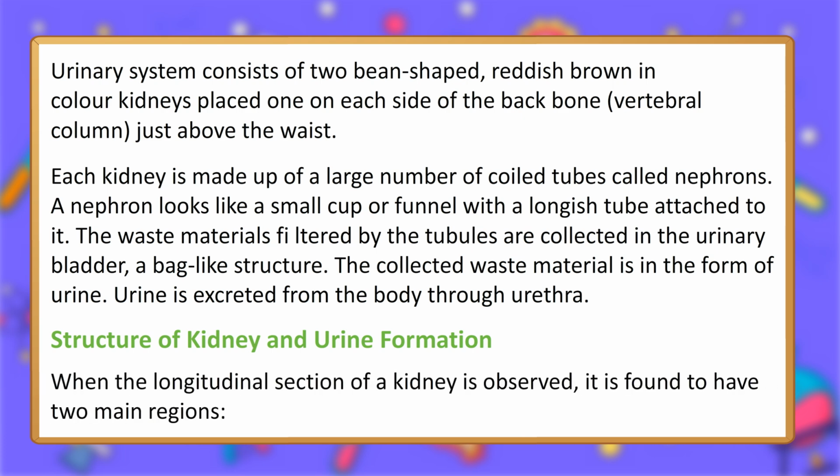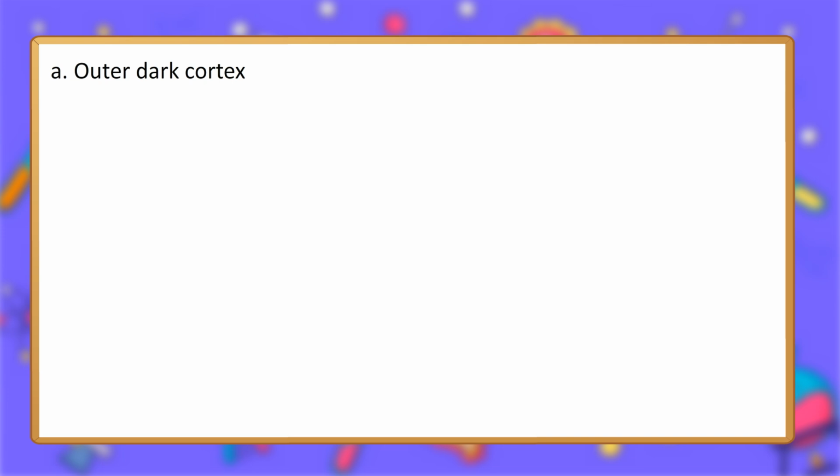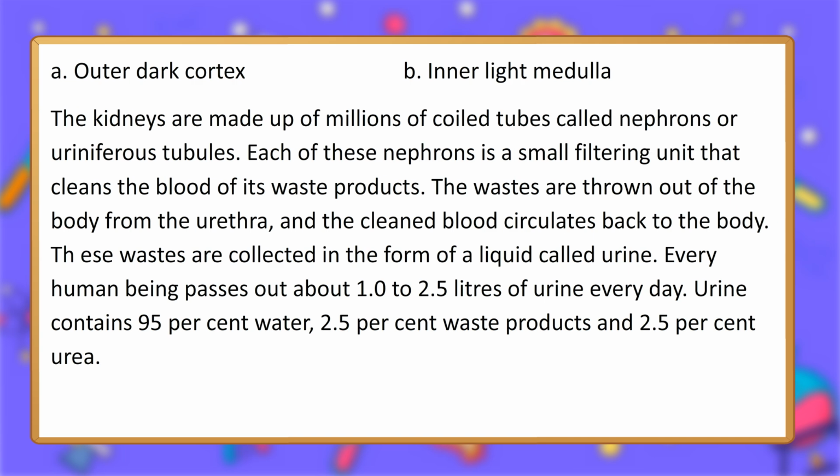When the longitudinal section of a kidney is observed, it is found to have 2 main regions. A. Outer dark cortex. B. Inner light medulla. The kidneys are made up of millions of coiled tubes called nephrons or uriniferous tubules. Each of these nephrons is a small filtering unit that cleans the blood of its waste products. The wastes are thrown out of the body from the urethra, and the cleaned blood circulates back to the body.